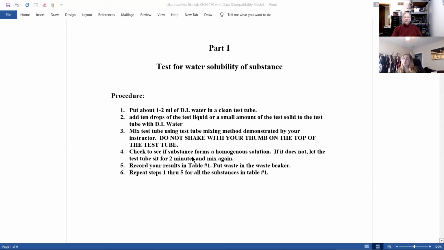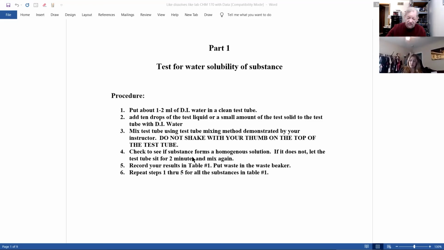And the way you would do this lab is in our small test tubes. You put, in this case, for the first part, about this much DI water. You don't even have to measure it out with a graduated cylinder, just about half or less. Then put about 10 drops of liquid or a small amount of solid in the test tube and mix it.